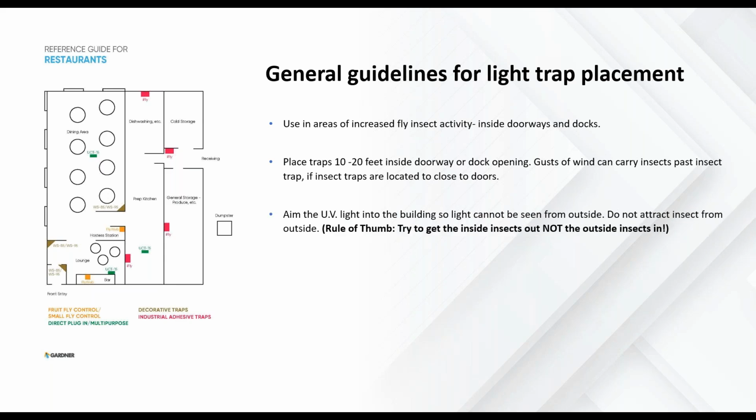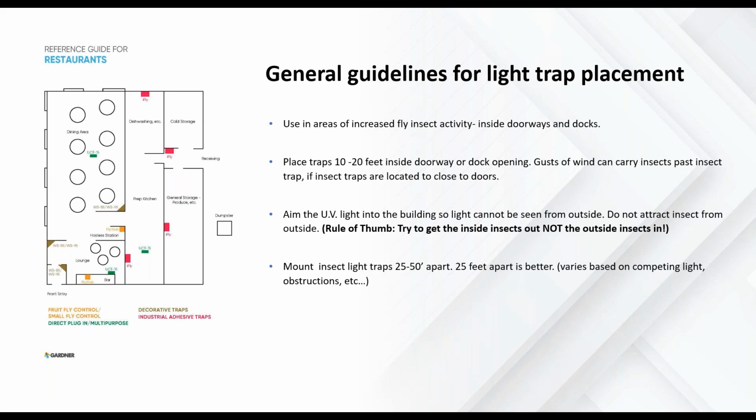When you put these insect light traps in a particular building, you want to make sure that you are not shining the light to the exterior of the building. You don't want to pull in insects from outside. So a rule of thumb I always say is try to get the inside insects out and not the outside insects in. So that just talks about where you're aiming the UV light.